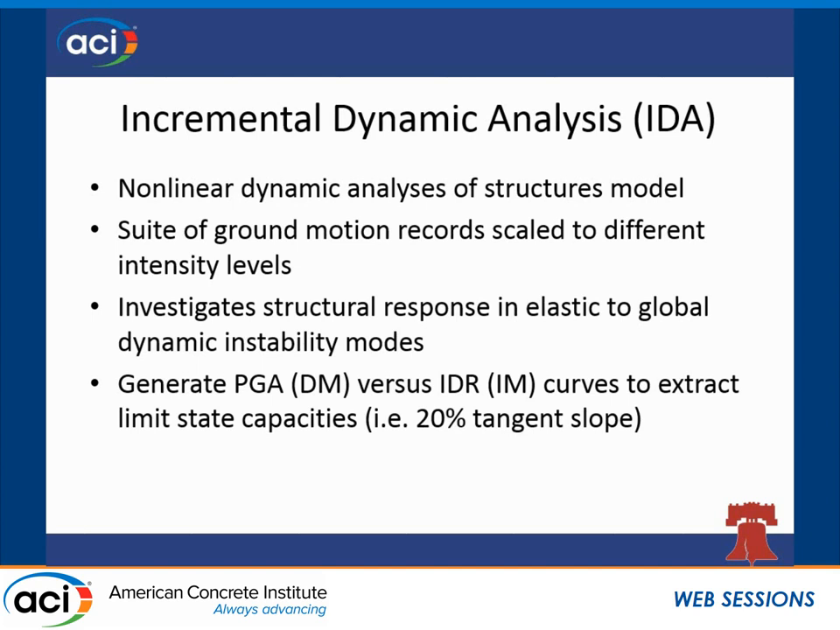We are generating a series of peak ground acceleration versus interstory drift ratio curves. And from those curves, we're extracting what we'll refer to as the limit state capacities of PGA and IDR. And so these are extracted at 20% of the tangent slope.